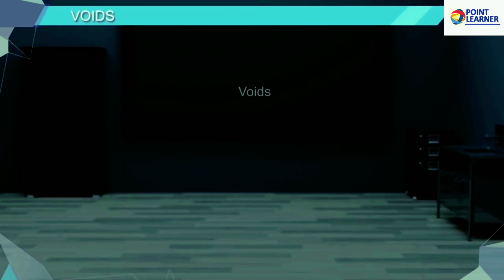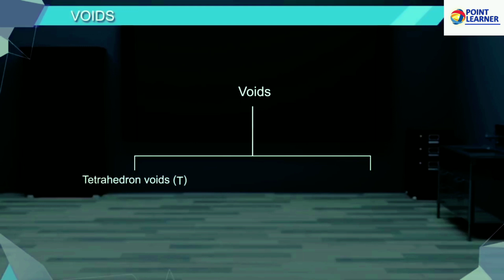Voids. There are two types of voids: tetrahedral voids, denoted by T, and octahedral voids, denoted by O. Let us study how these voids are formed.